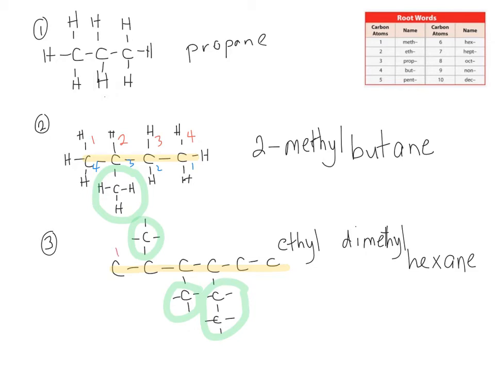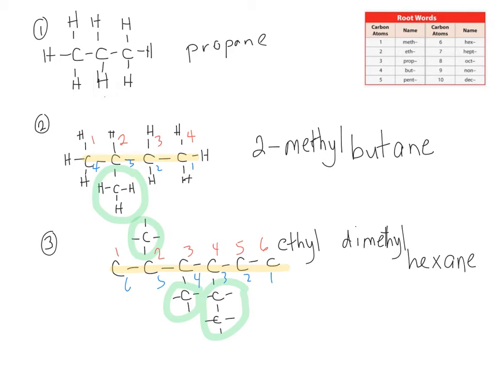So now we have to figure out the position of those side groups on the main chain. So we're going to count. 1, 2, 3, 4, 5, 6, left to right. And 1, 2, 3, 4, 5, 6, right to left. So we need to find the shortest or the lowest combination.